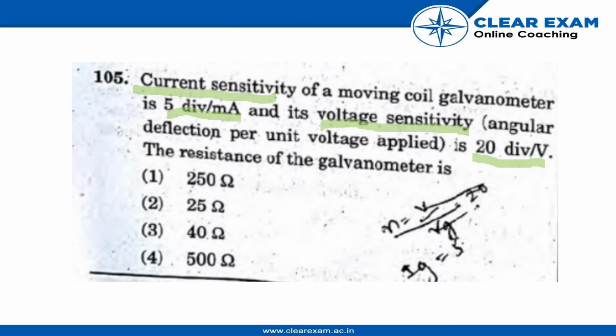We can first obtain the formula of resistance from Ohm's law, and when we substitute the voltage sensitivity and current sensitivity in Ohm's law, the divisions of both sensitivities get cancelled, and we will get the answer as 250 ohms. Yes, the answer will be 250 ohm.